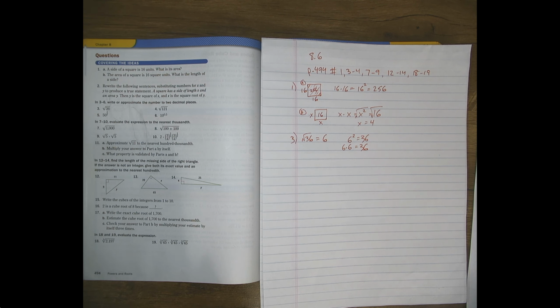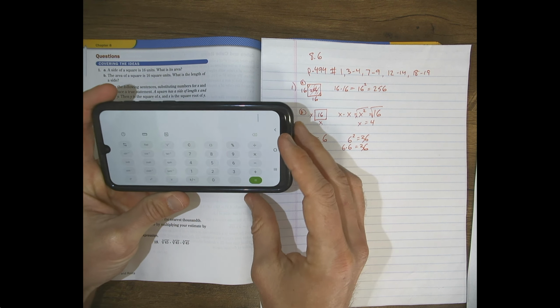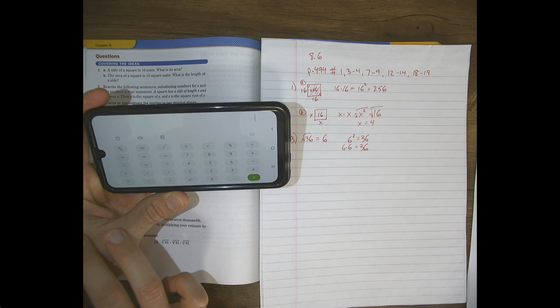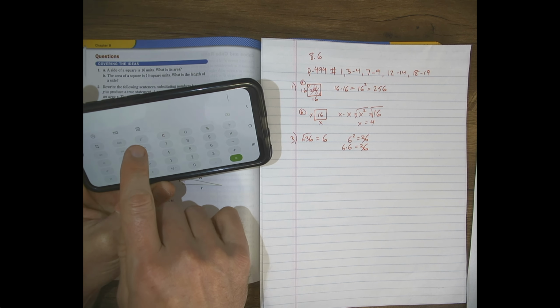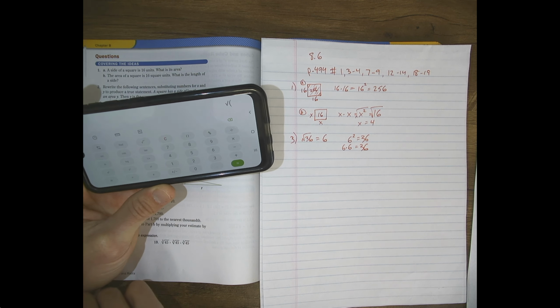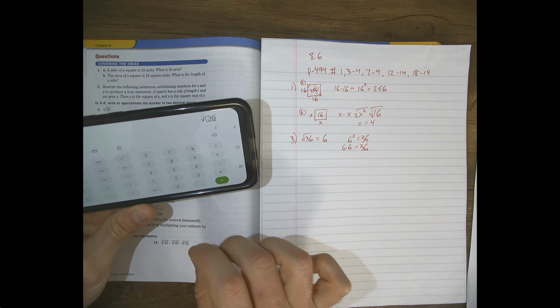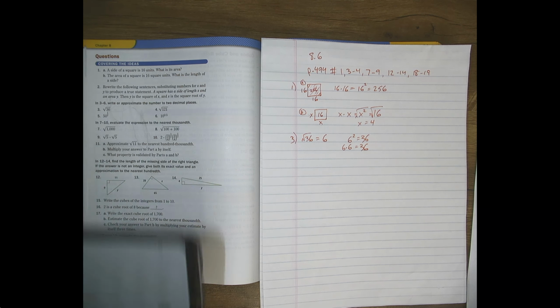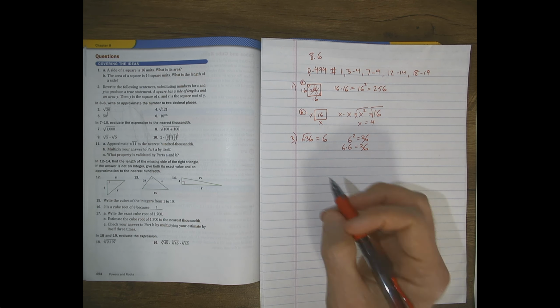And I want to show you on a calculator how to do this. Now, if you don't have a graphing calculator in front of you, I'm going to show you on a phone. If you turn it sideways, you get a lot of the scientific functions here. And you can see this is your square root. So we're going to square root 36. And that's 6. All right.